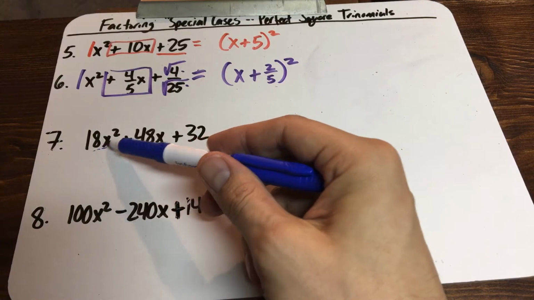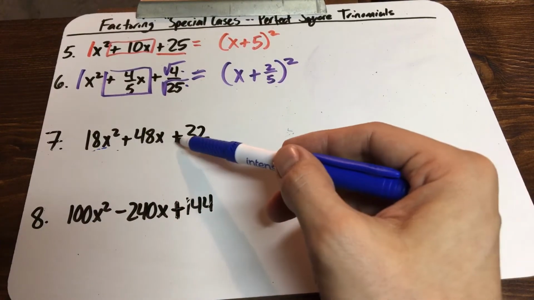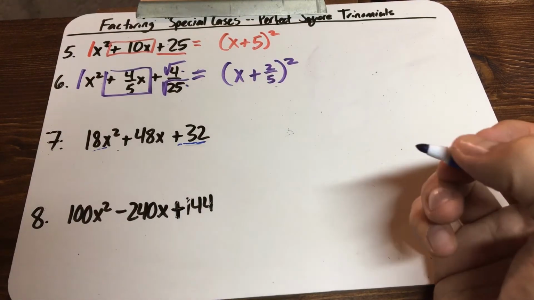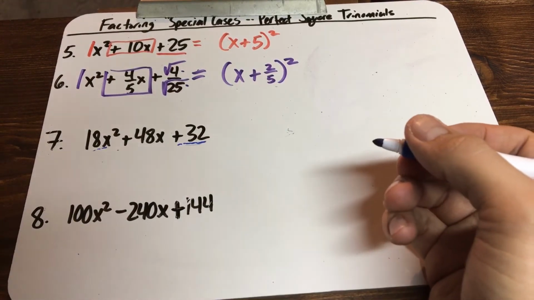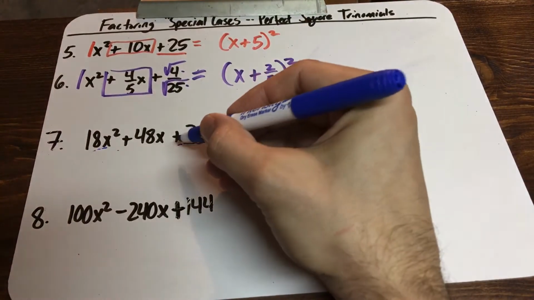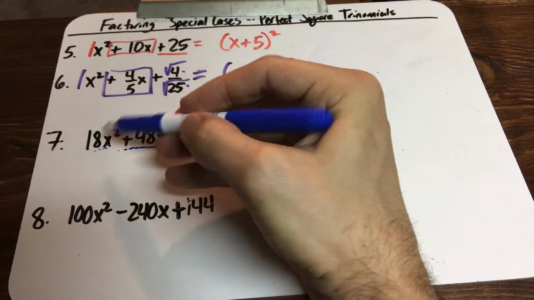I don't know the square root of 18. That's not a perfect square. And I don't know the square root of 32. That's not a perfect square. So does this mean I have to guess and check and do all that stuff all over again like we did a couple lessons ago? Not necessarily, right? Before you just automatically go to the guess and check method, look at your 3 terms. Is there a greatest common factor?